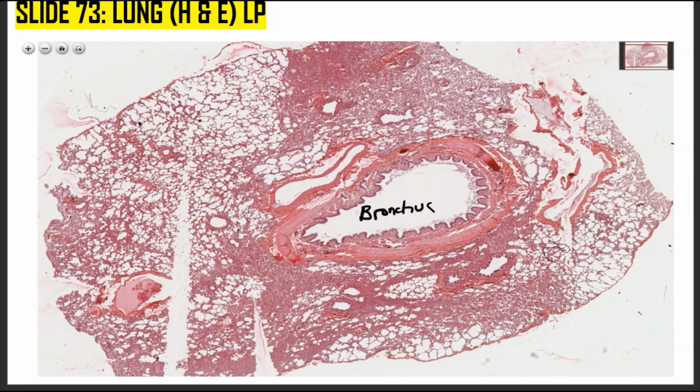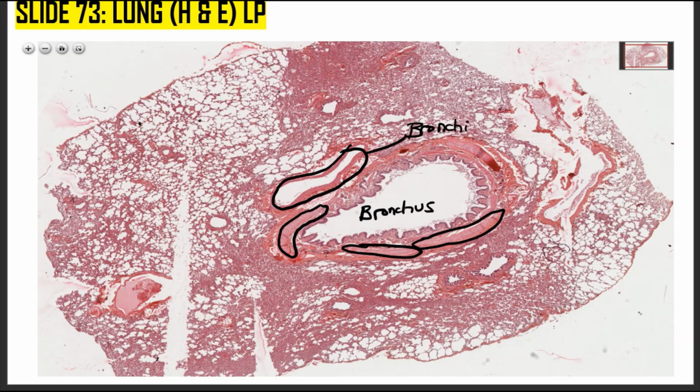How do you know that this is the bronchus? Because it has hyaline cartilage. This is cartilage, this is cartilage, this is cartilage here. That's how you know that this is a bronchus. This here is a bronchiole. A bronchiole doesn't have hyaline cartilage. A bronchus has hyaline cartilage.